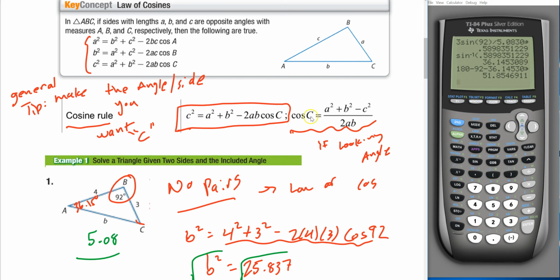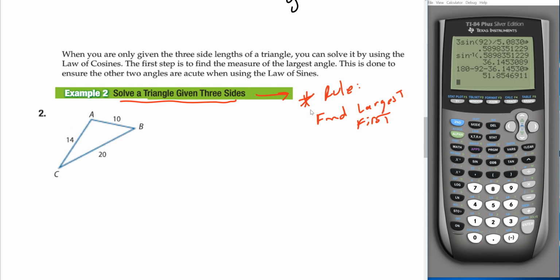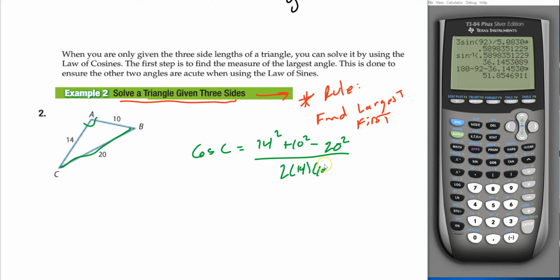This one right there. Cosine C equals a squared plus b squared minus c squared all over 2ab. Now again, the trick is to treat that one like that's the angle you have or you want. You have to find the largest angle first, so I'm actually going to try to find A here. So following the formula, cosine of the angle you want to find equals the other two sides squared minus the side you have squared, all over 2 times the two sides you don't have. But just kind of following the formula.